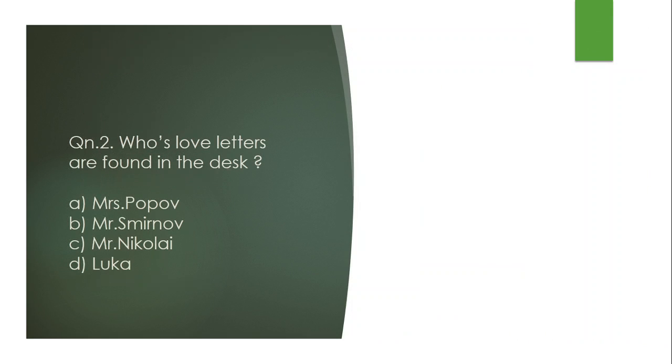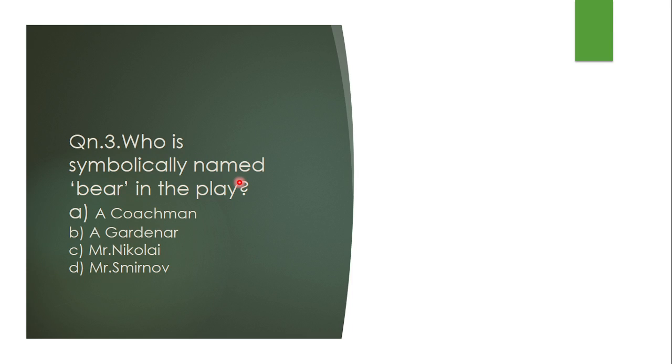Second question: whose love letters are found in the desk, the cupboard? Mrs. Popov, Mr. Smirnov, Mr. Nikolai, Luca. Yes, you know the answer: Mr. Nikolai. Third question: who is symbolically named the Bear, the Boor, in the play? A. the coachman, the gardener, and Nikolai, Mr. Smirnov. The answer is Smirnov, because of his behavior, how he broke the chair. Such a rude man.